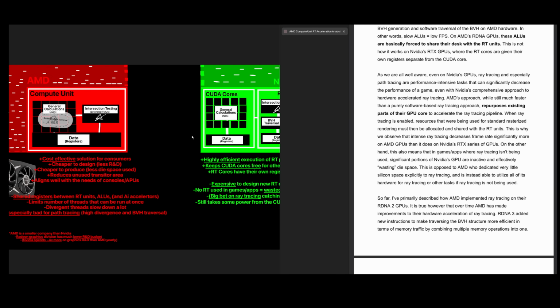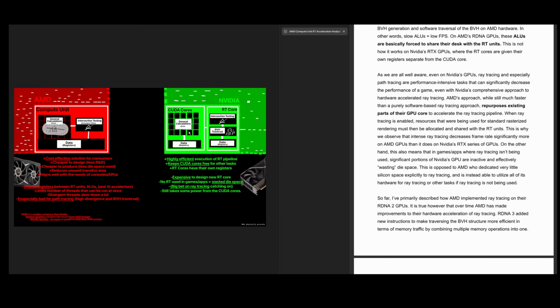But even with all that, as we're well aware, even on NVIDIA's GPUs, ray tracing and especially path tracing are very performance intensive, and they can significantly decrease the performance of a game. So AMD's approach, while still much faster than a purely software-based ray tracing approach, is impacted a lot more by enabling ray tracing, because it's having to repurpose parts of the GPU that when ray tracing is not enabled, it was using for other tasks.